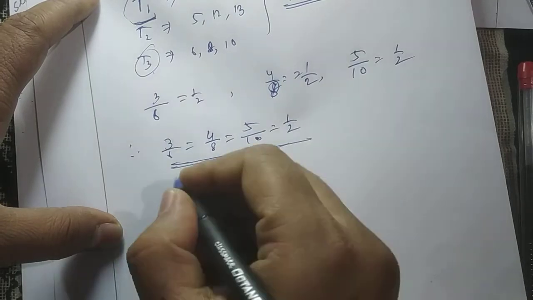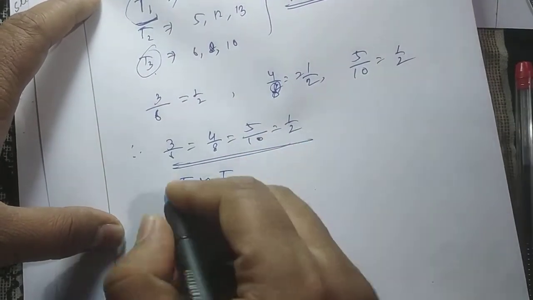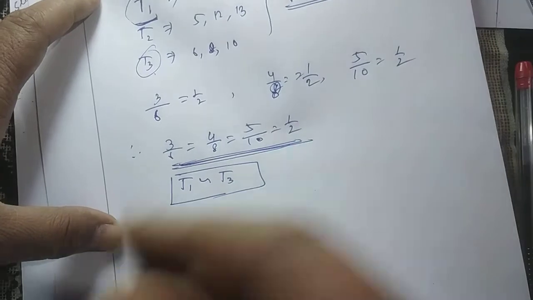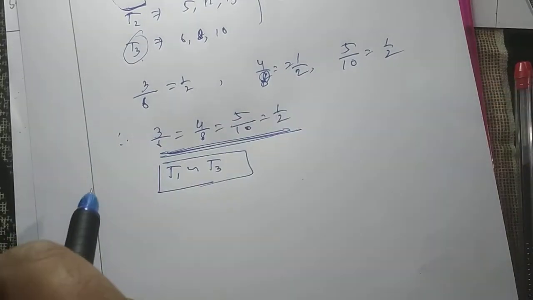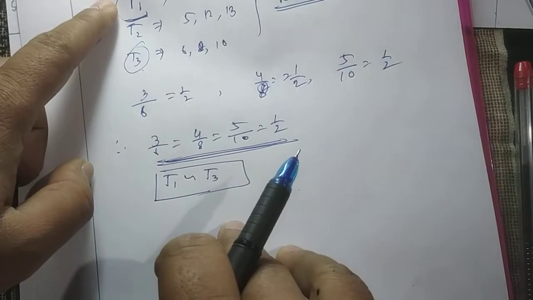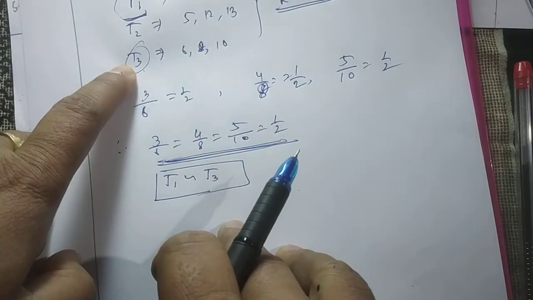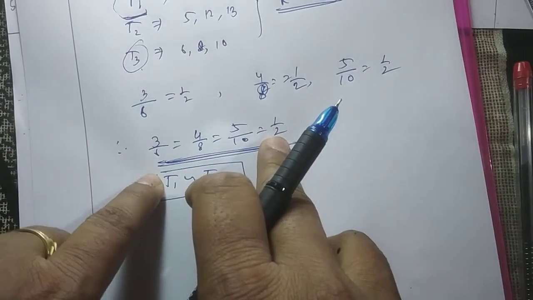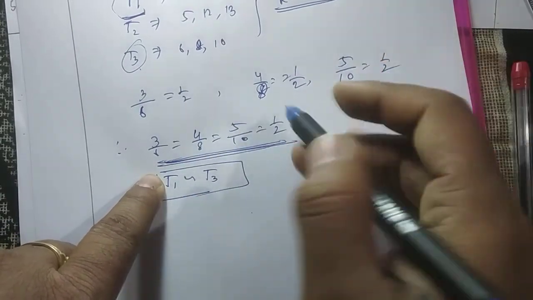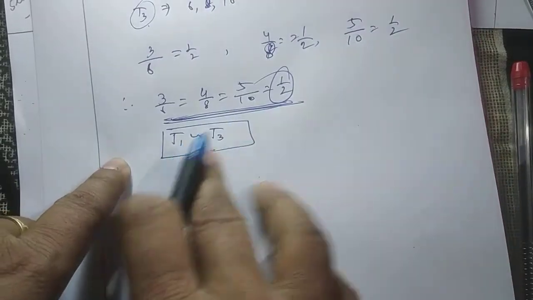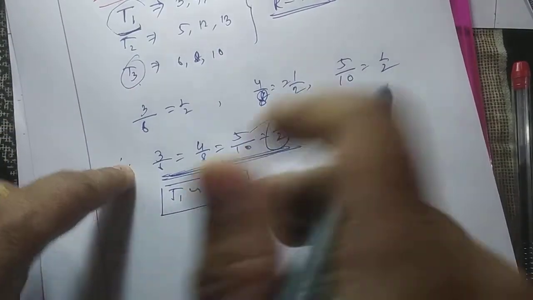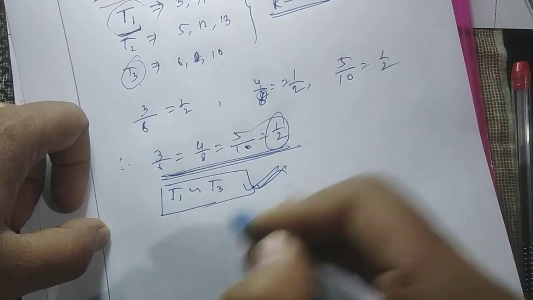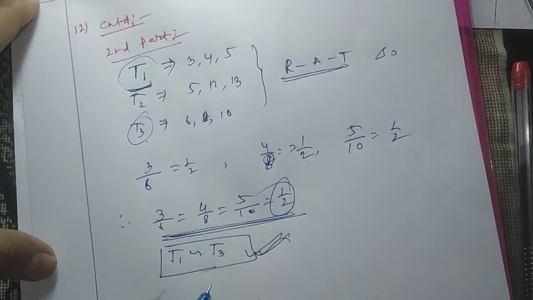That means the ratios of the corresponding sides of the triangles T1 and T3 are equal, means they are proportional. So we can say T1 is similar to T3, because we learned the condition in class 10: two triangles will be similar if their corresponding sides are in the same ratio, means are proportional. So among T1 and T3 we have chosen first the ratio of the corresponding sides, and they are equal. So we can say T1 and T3 are similar. So among T1, T2, T3, T1 is similar to T3. We have checked directly. Understood or not?